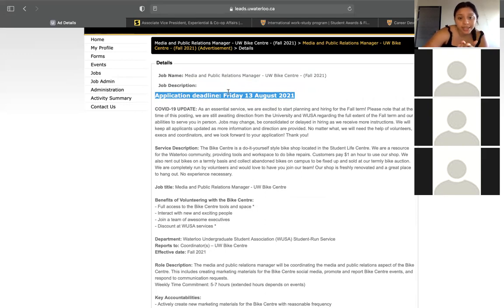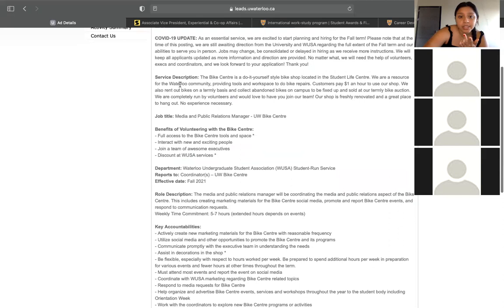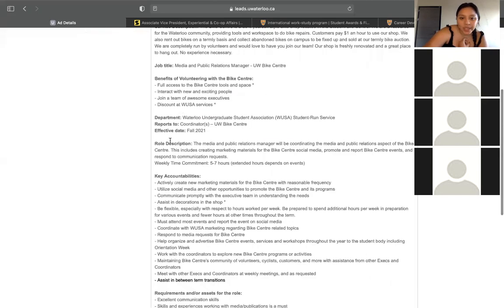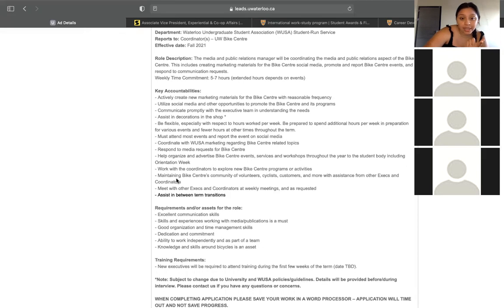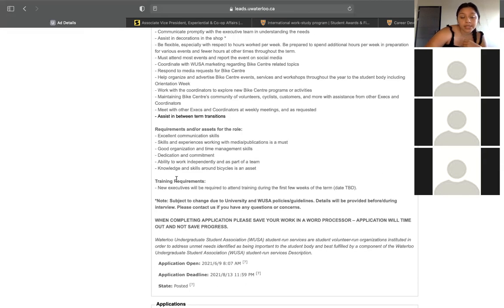So it will give you the deadline again, the service description, that means the department you're working for and the main purpose of it. And then it will give you the role description, what you will do, all the key accountabilities, that means the duties that you will be doing, and the requirements and assets, meaning the qualifications or skills they're looking for. So you have to be excellent in communication skills, dedication and commitment, ability to work independently, things like that. Those are the things that you want to try to match in your resume.